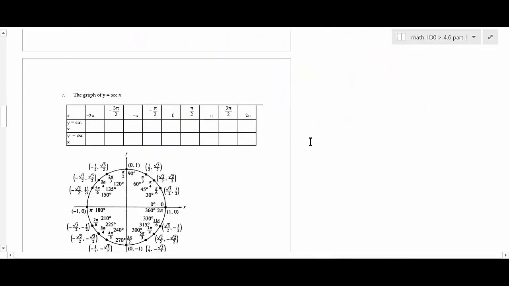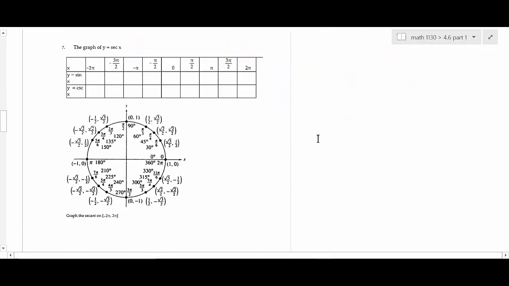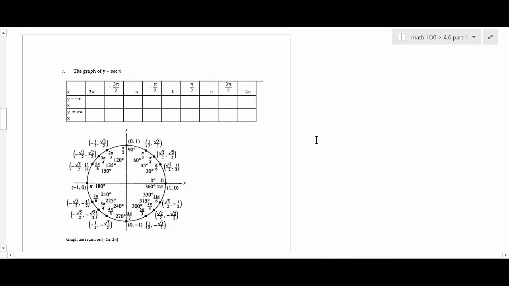Okay, let's move on. Let's do the secant. Let's take care of the basic ones first. When we do a secant, we're going to work with the cosine. It looks like these things are wrong. This needs to say y equals cosine of x, and then this needs to say y equals secant of x. So you need to change that, because if we graph a secant, we have to graph a cosine.